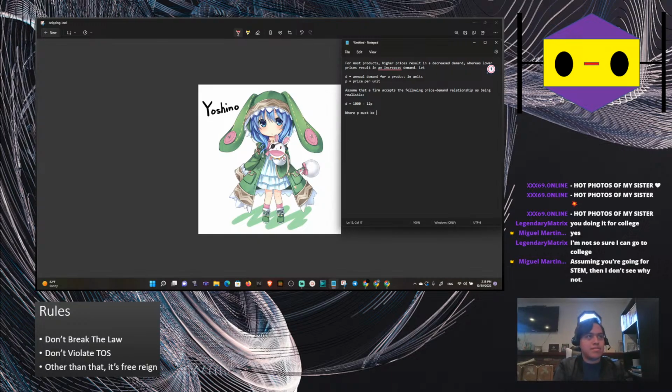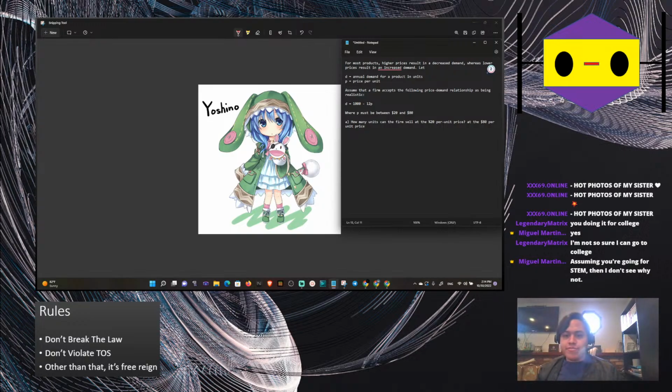P must be between $20 and $80. Good? So A is how many units can the firm sell at the $20 per unit price and at the $80 per unit price. So let's start with A.